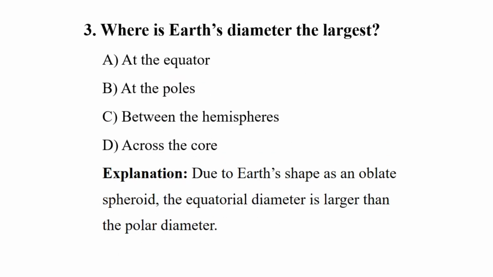Question number 3. Where is Earth's diameter the largest? A. At the equator. B. At the poles. C. Between the hemispheres. D. Across the core. The answer will be at the equator, because due to Earth's shape as an oblate spheroid, the equatorial diameter is larger than the polar diameter.